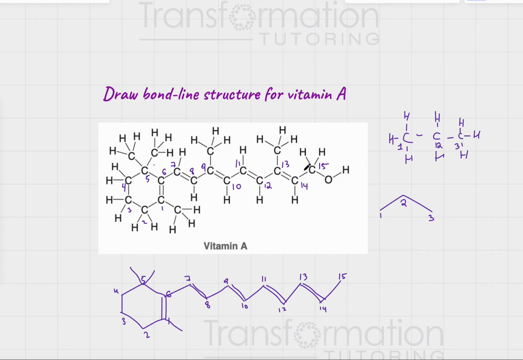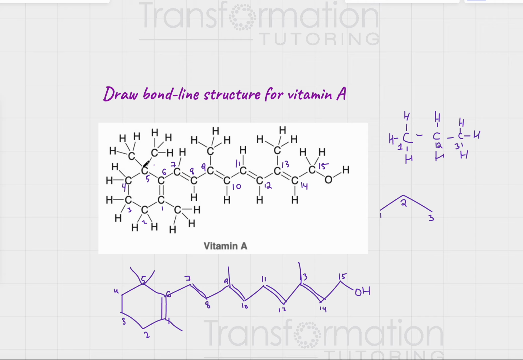Now that I'm done with my double bonds, let's see if I missed any carbons or any other groups. Carbon 9 has a methyl coming off of it, so I'm going to draw a methyl carbon coming off of it. Carbon 13 also has one methyl coming off of it. Carbon 15 has an OH group, so I'm going to draw an OH group. And I think I'm done.